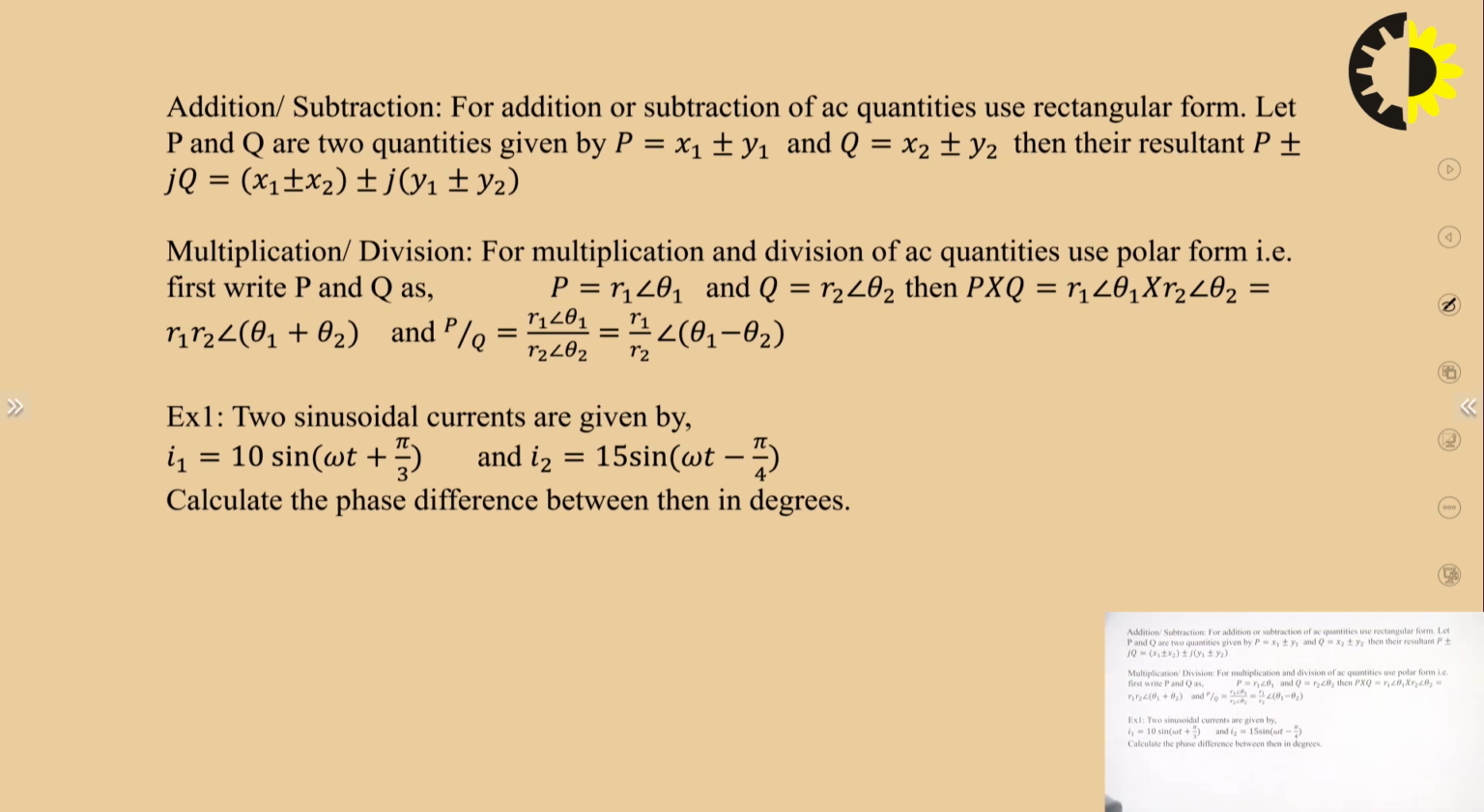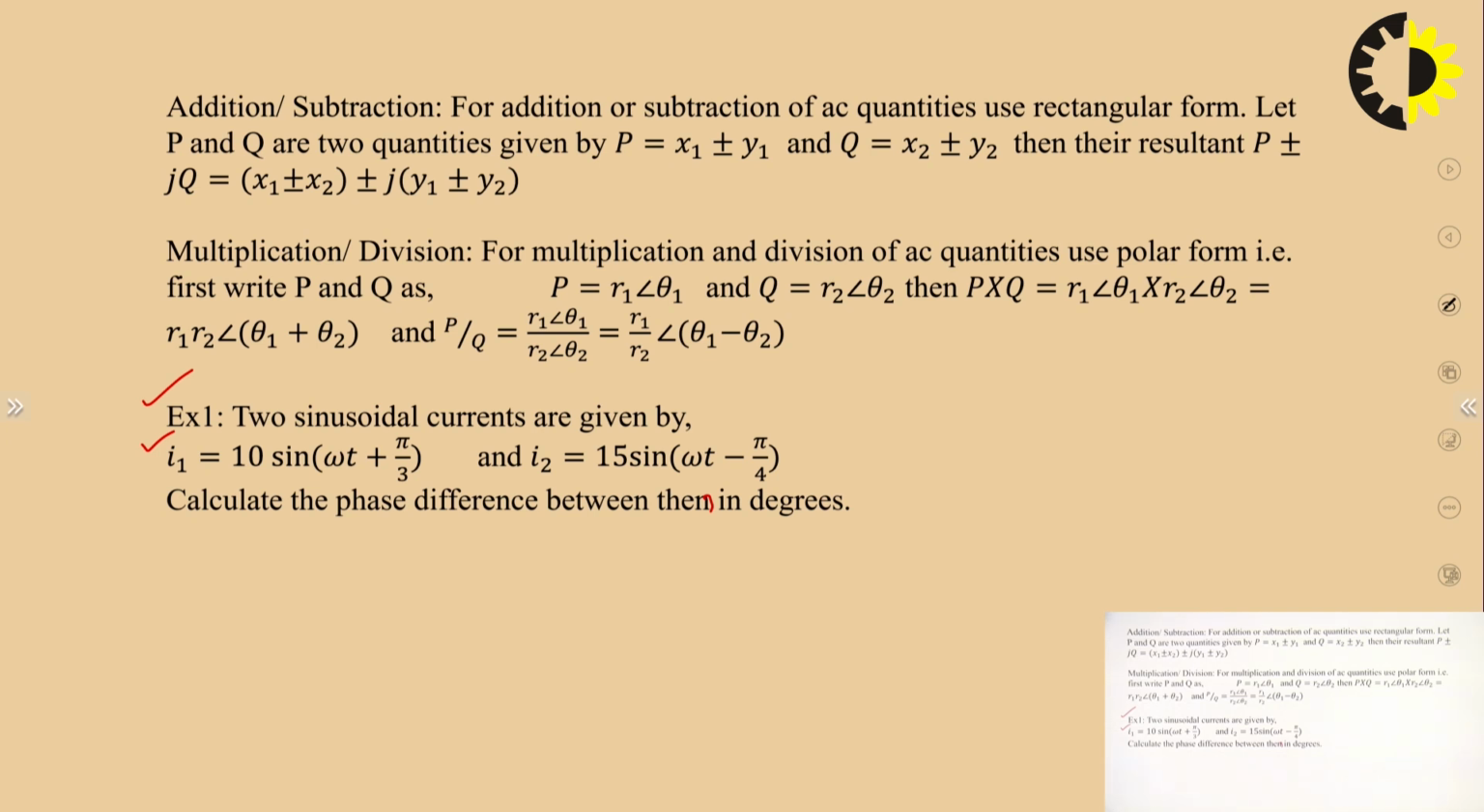So this is I think the same slide. Now the new thing is a numerical on this concept, the numerical question on the concept we have discussed. In this question, it is asked that two sinusoidal currents are given by I1 is equal to 10 sin(omega t plus pi by 3), and I2 is equal to 15 sin(omega t minus pi by 4). Calculate the phase difference between them in degrees.